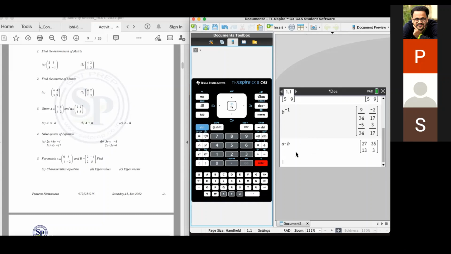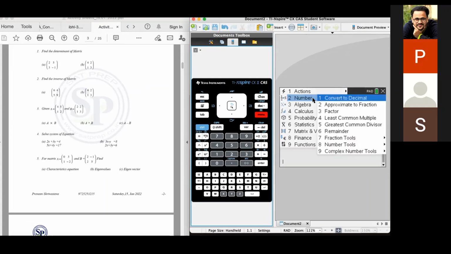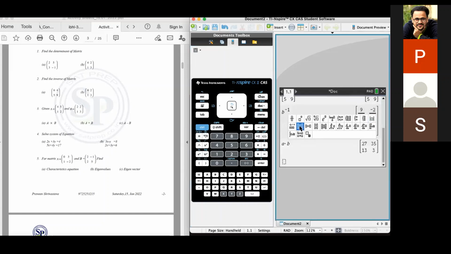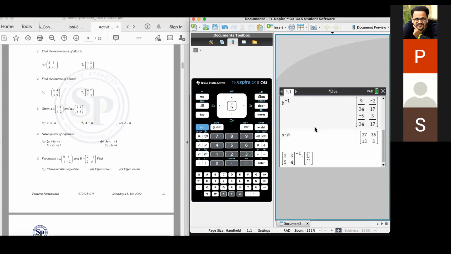Again, the procedure would be the same, or as you said, the direct method we can also apply. In fact, we can do it this way also. This is a direct method. You can apply this: 2, 3, 5, 4. And then we need to take the inverse of this, times the B matrix, which would be 4 and 17. And then you can get the values of x and y.